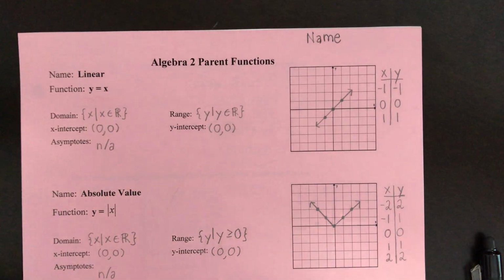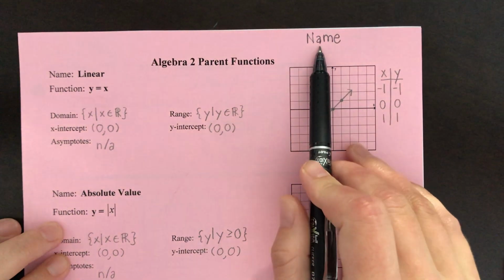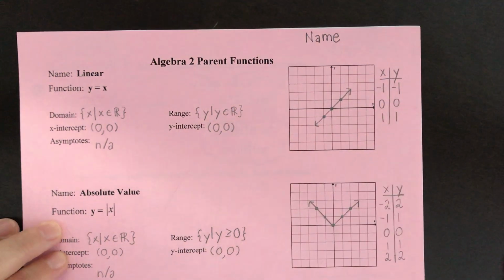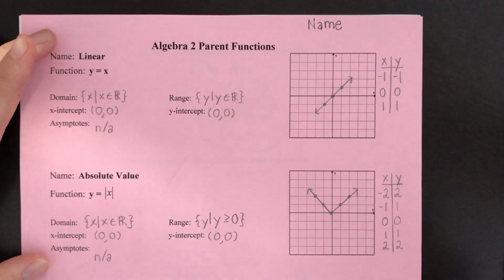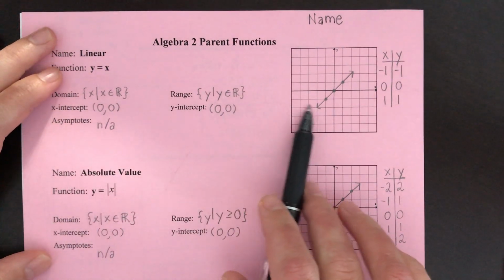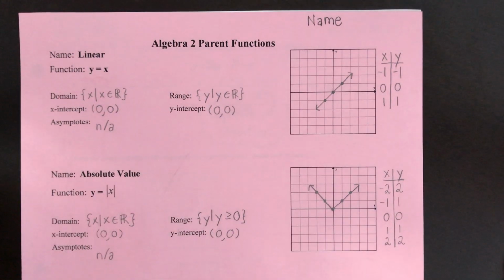Okay, now I'm assuming that everybody has their parent function or pink notes in front of them and that they have their name in the upper right hand corner, hint hint. All right, so today we're only going to be filling in 2 of these parent functions, the linear parent function, which we know a lot about, and the absolute value parent function, which we're about to find out a lot about.